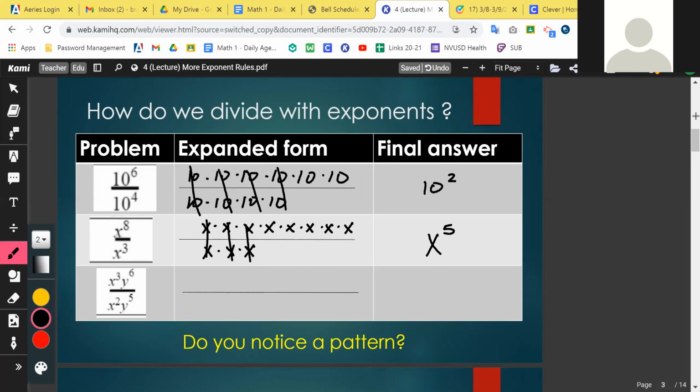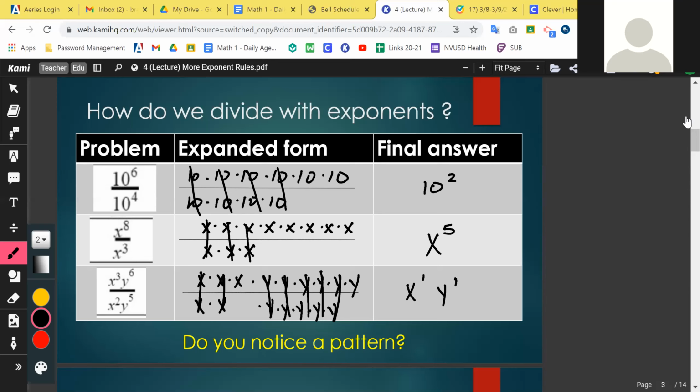Okay. Now the third one, we have 2 different variables, but we still do the same thing. I have x cubed on top and y to the 6th, so that's 6 y's. And then on the bottom, I have x squared and then y to the 5th. Now looking at what is left over after we cancel terms out, I have 1 x on top and 1 y.